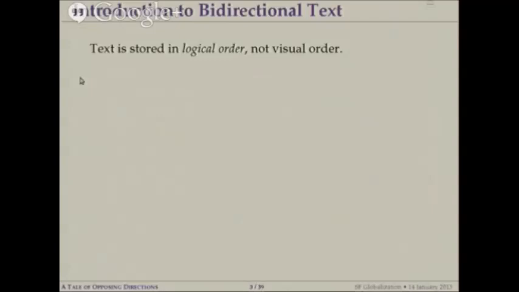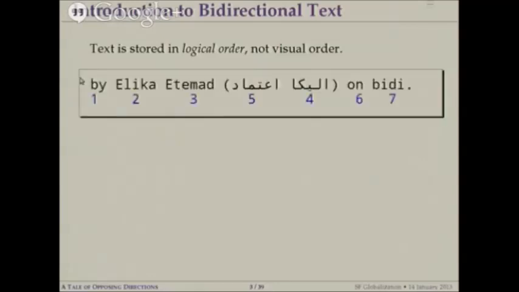So text is stored in its logical order, not the visual order. The logical order is the order that you read it in, not necessarily the order that it appears on the page. So, for example, if we take the words in this phrase here, we can see that the order that they're stored in doesn't quite match the order that they appear in on the line.